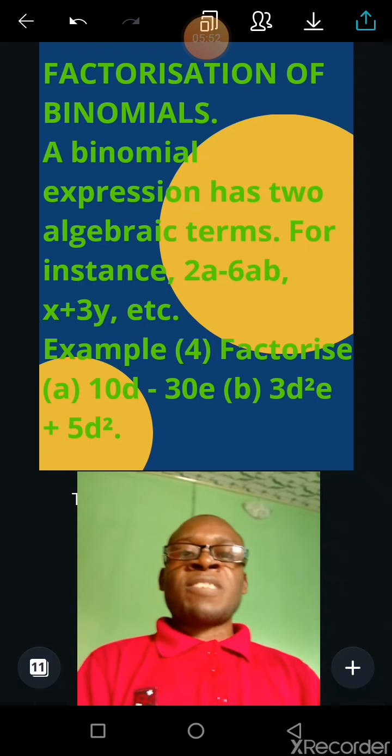Another example is x plus 3y. We have x and we have 3y. So if you combine two of them, you have a binomial. Remember, bi stands for 2. Then we have other examples. Example 4. Factorize a, 10d minus 30e. B, 3d squared e plus 5d squared.